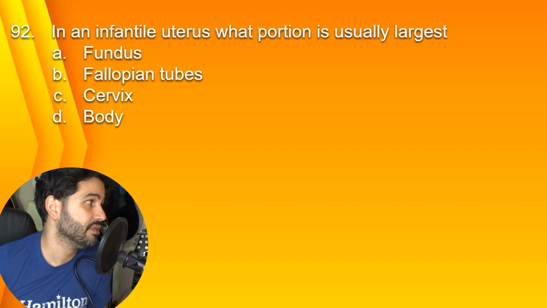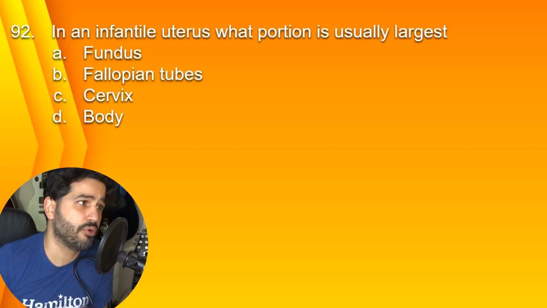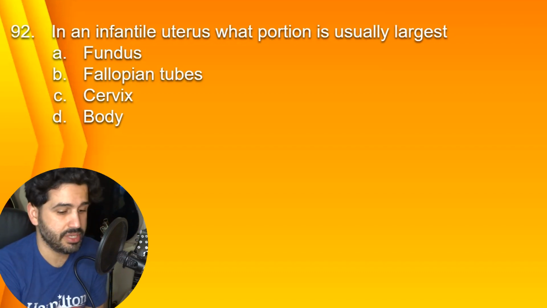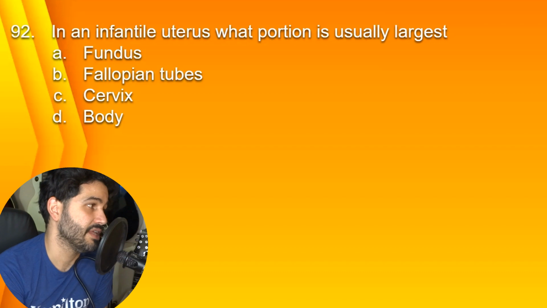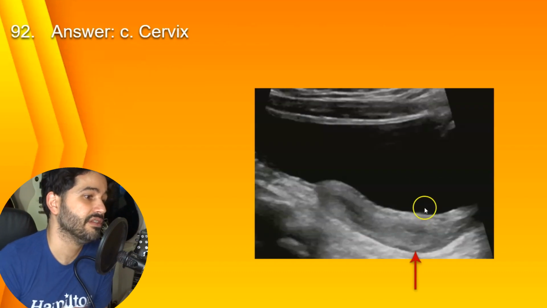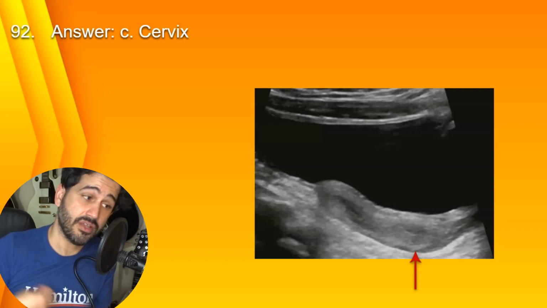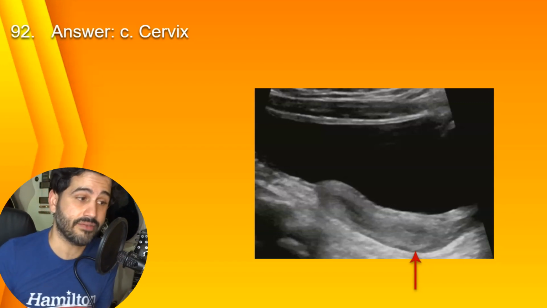Number 92. In an infantile uterus, what portion is usually largest? A, fundus. B, fallopian tubes. C, cervix. Or D, body. The answer is C, cervix. Cervix usually is the larger portion, taking up to 2/3 of the entire uterine volume, and is very pronounced, especially in infants, from hormonal influence from the mother right after birth.